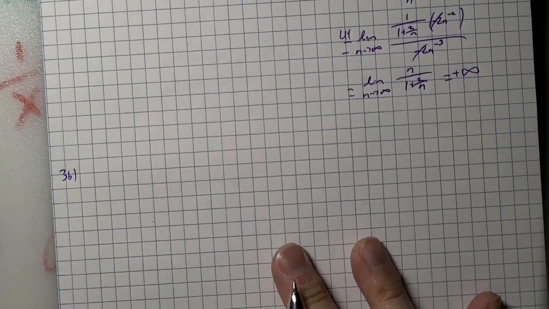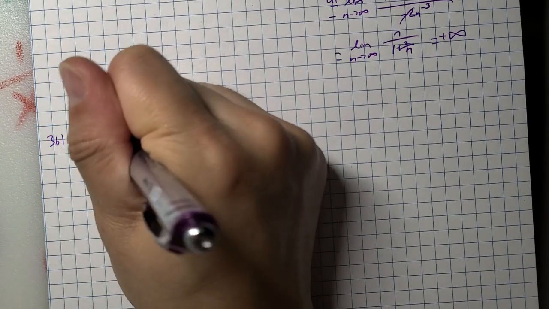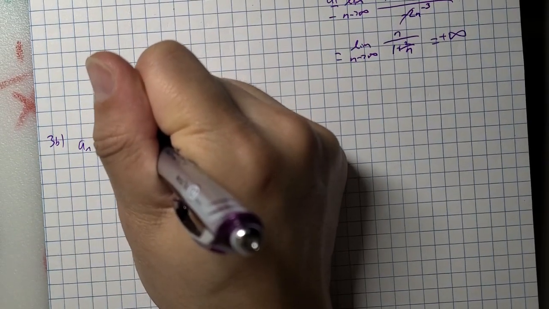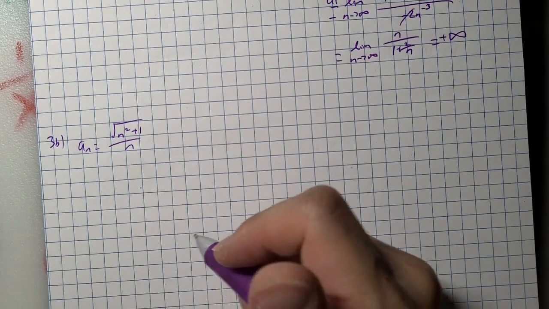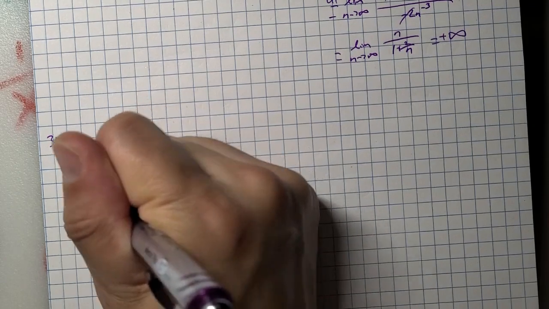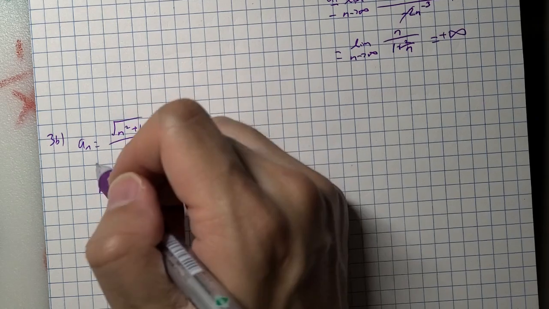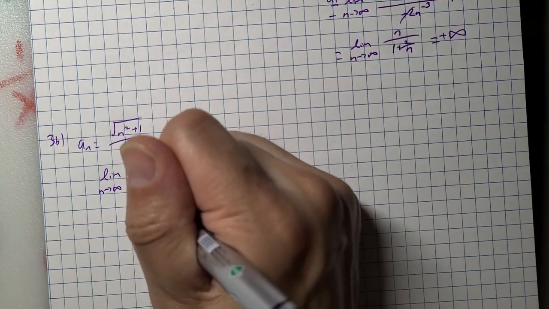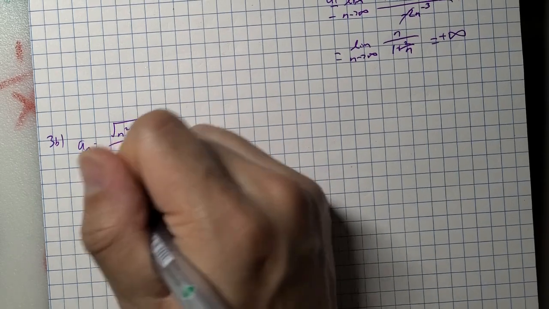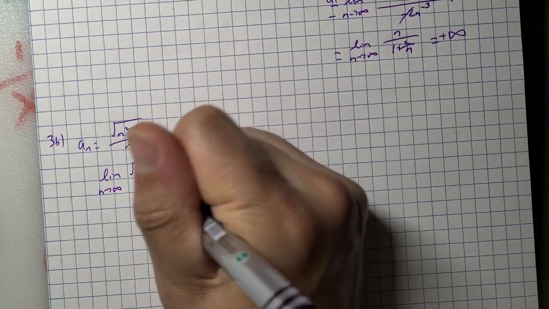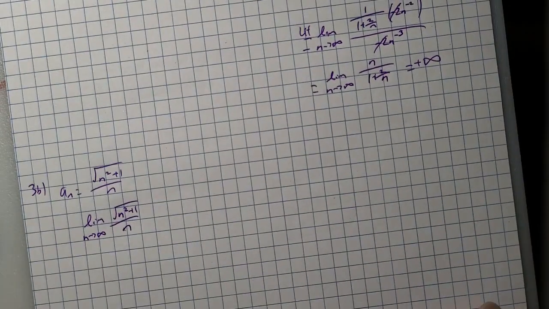Let's move on. 3b. We have a sub n is square root of n squared plus 1 over n. Okay, so the limit as n goes to infinity. Okay, this professor actually has quite bad notation for these. But anyway, let me not look at that and let me solve it myself. What was I doing? Okay, we want to take the limit as n goes to infinity of a sub n, which is this guy. How do we do this limit?